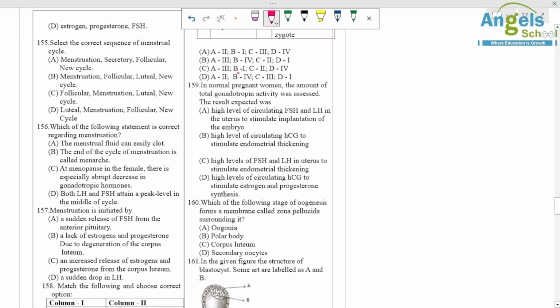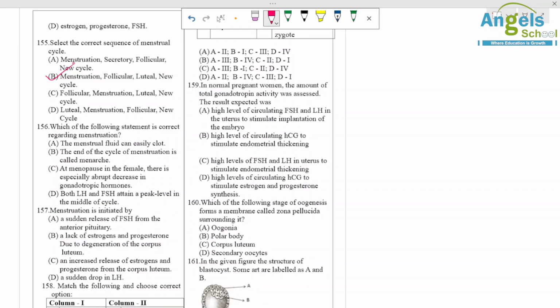Select the correct sequence of menstruation cycle. Menstruation, secretory, follicular stage, and then new cycle, wrong option. Menstruation, follicular, luteal, and then new cycle, it's the correct option B. First menstruation will be there, then follicular phase, then luteal, and then new cycle begins.